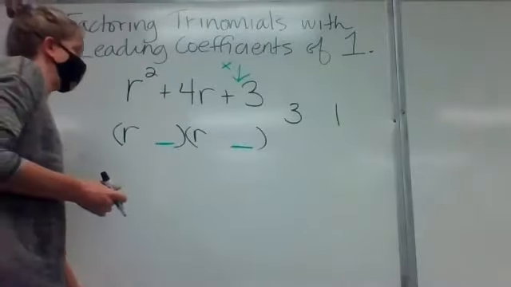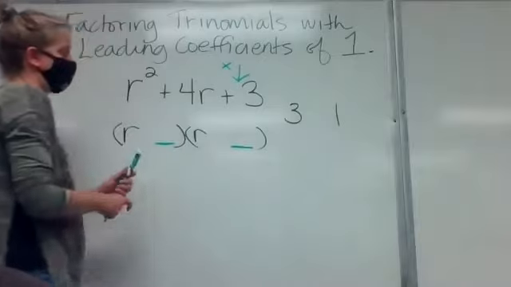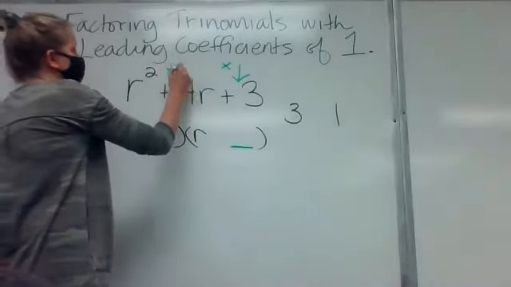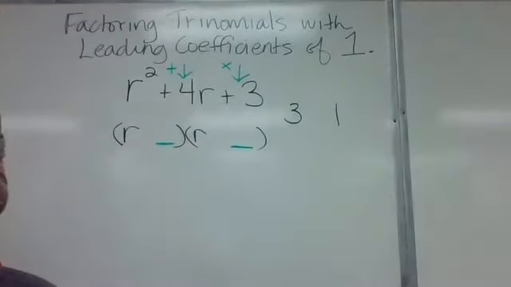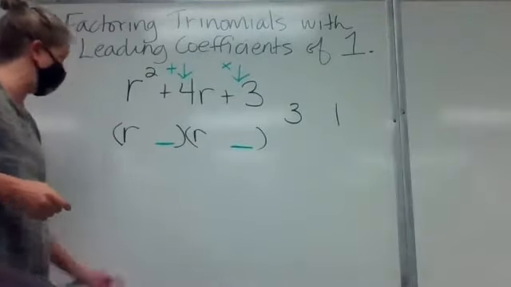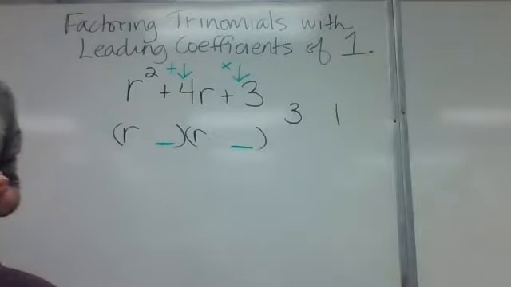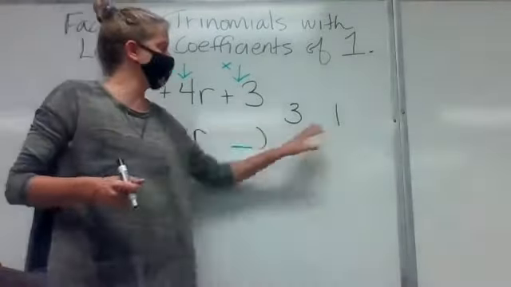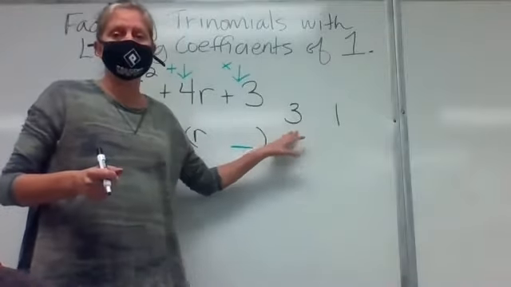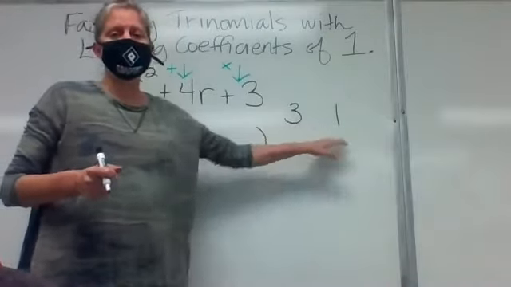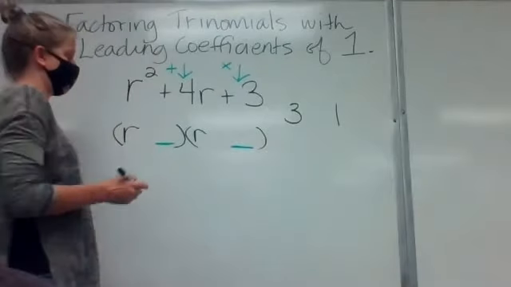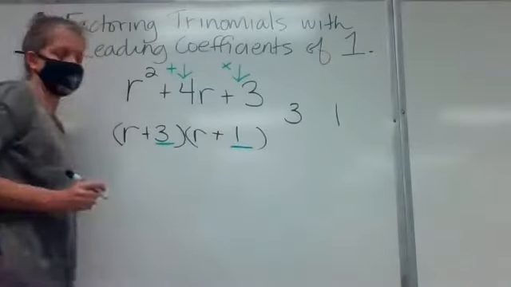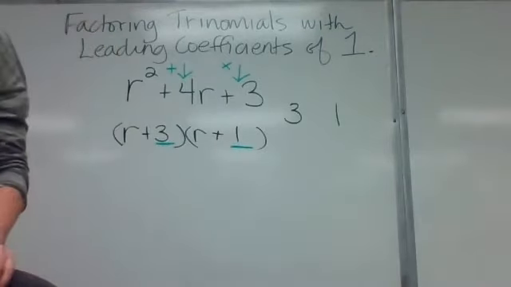Now, the second thing that these two numbers have to do, after they multiply to equal 3, you choose the pair that also adds to that middle number. And what is my middle number? A positive 4. Well, here's my only pair that I have to choose from. And does it add to positive 4? Yes, positive 3 and positive 1 is positive 4. So that's exactly what you have in your answer, a plus 3 and a plus 1.